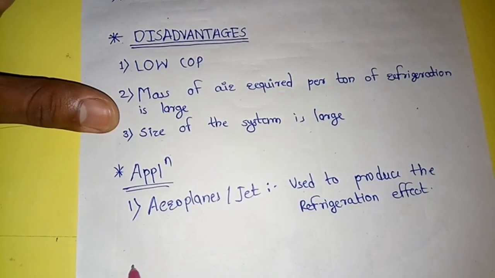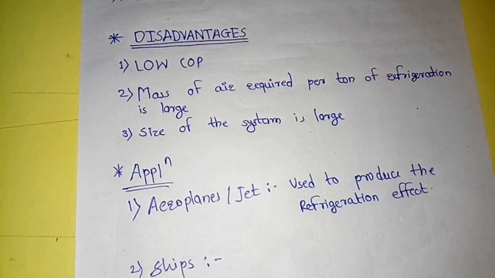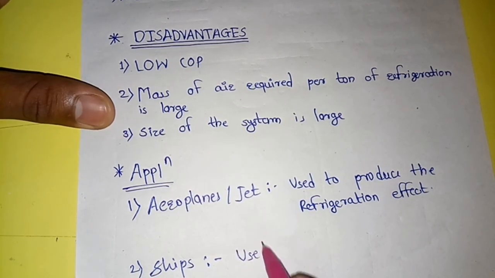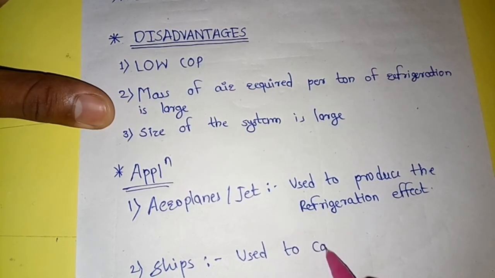And the second application is ships. The system which works on the Bell-Coleman cycle is used in ships to carry frozen meat.